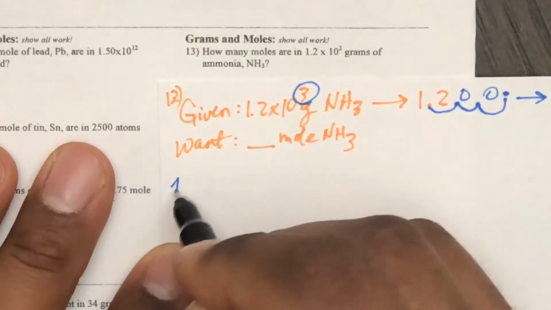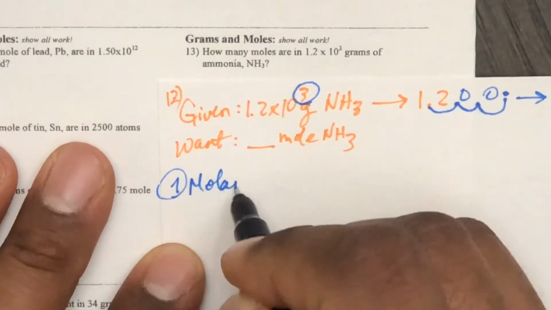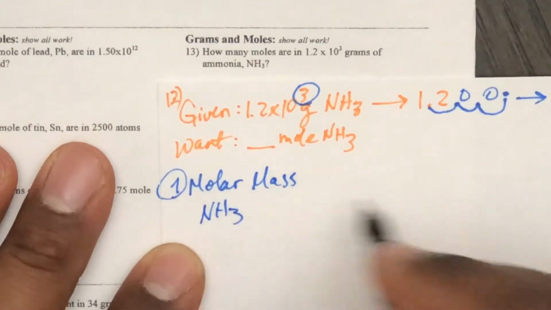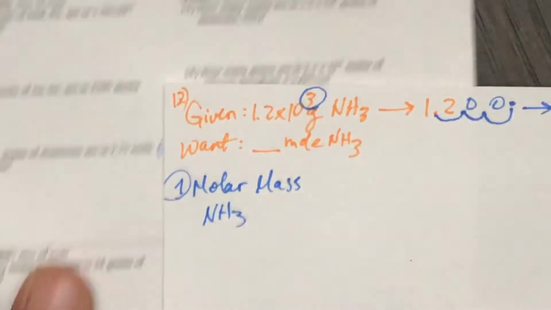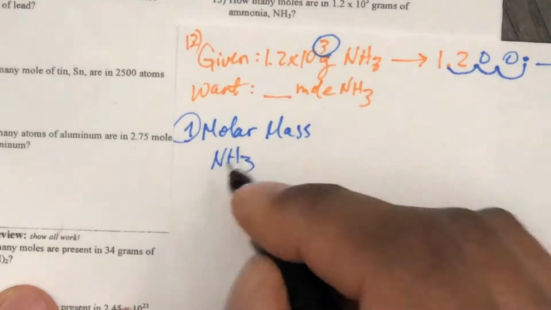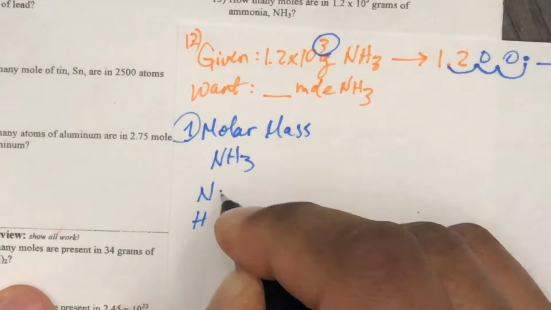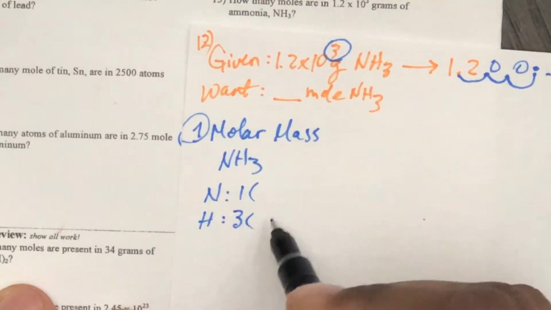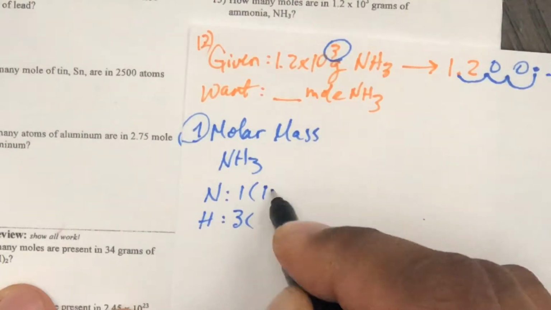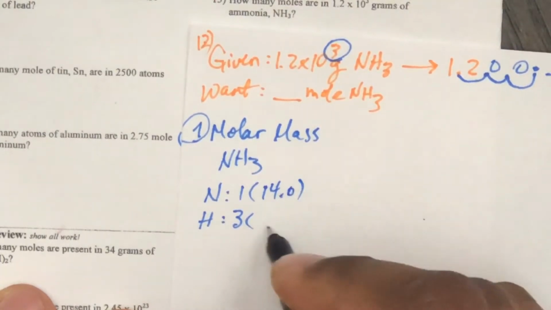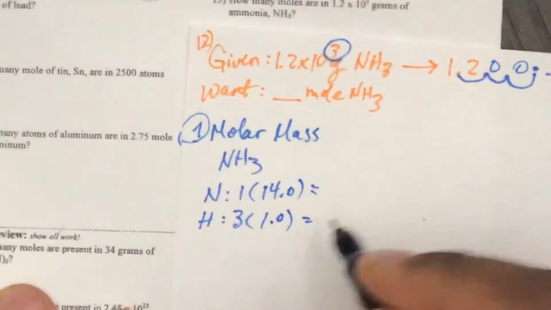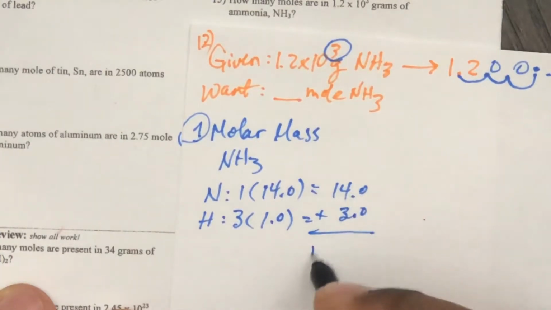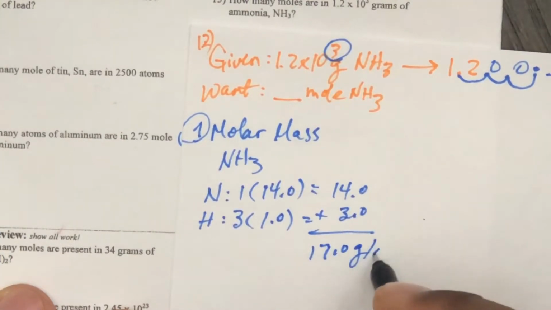First, I would suggest to find the molar mass. And the molar mass of the substance here would be ammonia, NH3. So then what you gotta do is you separate the atoms, N and H, subscripts 1 and 3, determine the mass of each, 14 and 1, multiply 14.0 and 3.0, you add them up, you end up with 17.0 grams per mole.